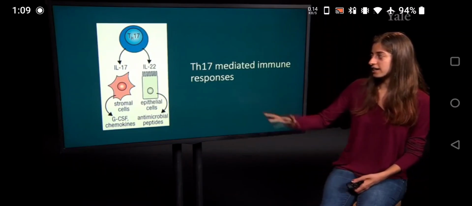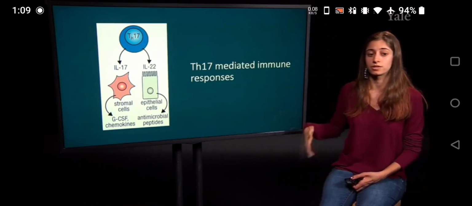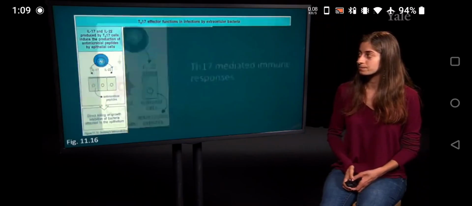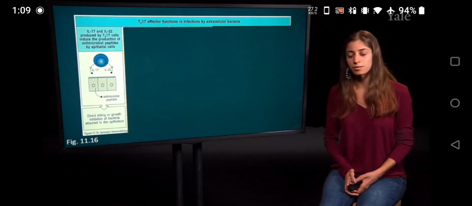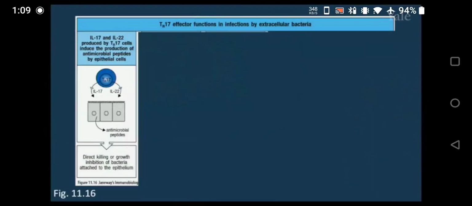Finally, we have Th17 mediated responses, or the type 3 response. In this type of immune response, Th17 cells will produce IL-17 and IL-22 that induce the production of antimicrobial peptides from epithelial cells. These are nonspecific peptides that will target foreign pathogens and cause them to lyse.